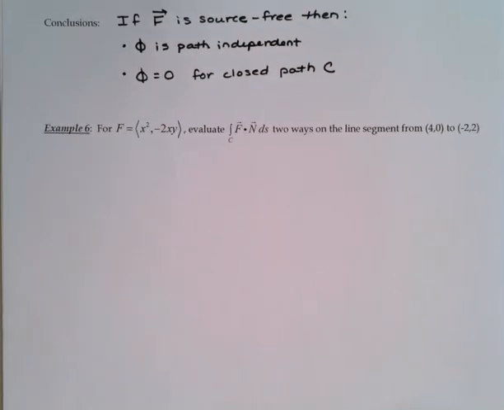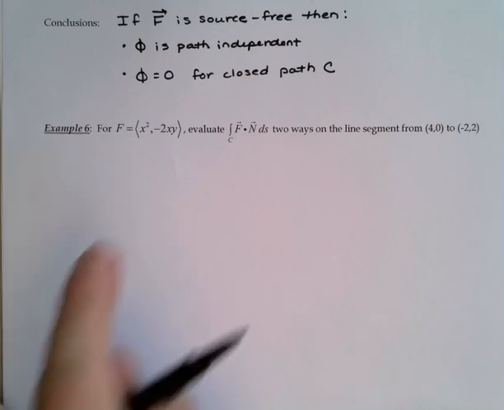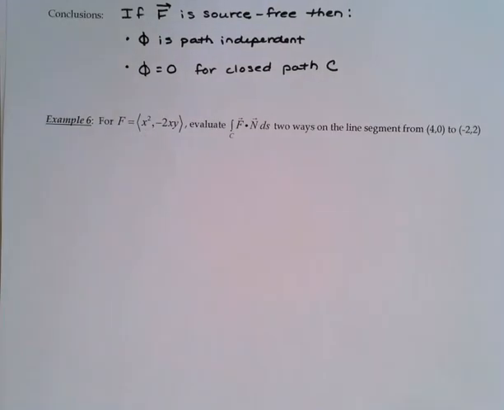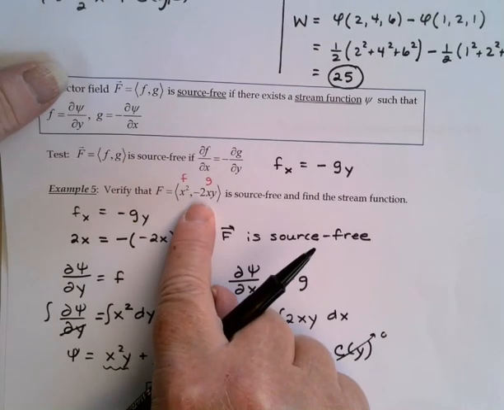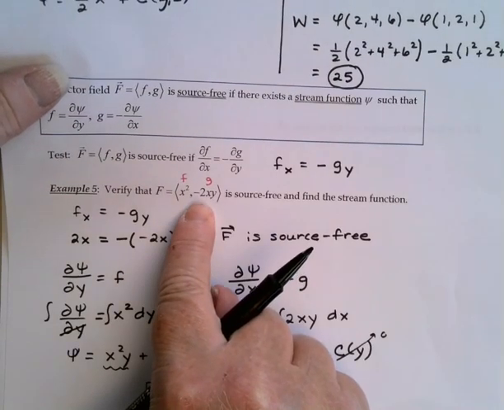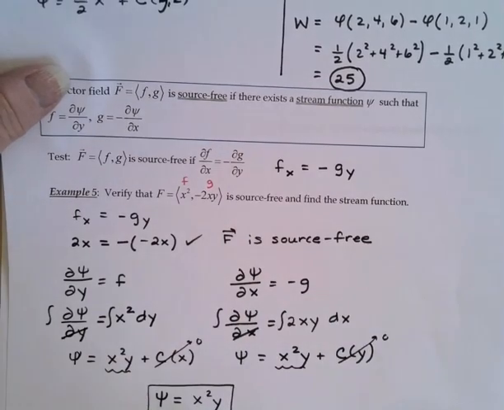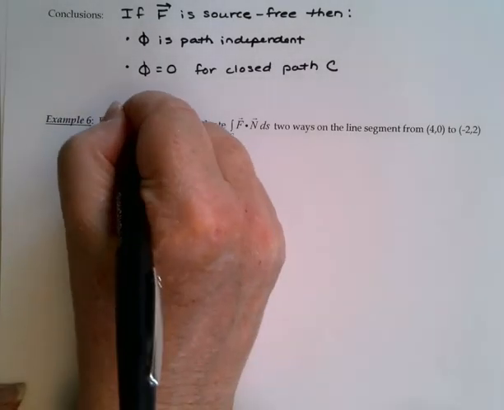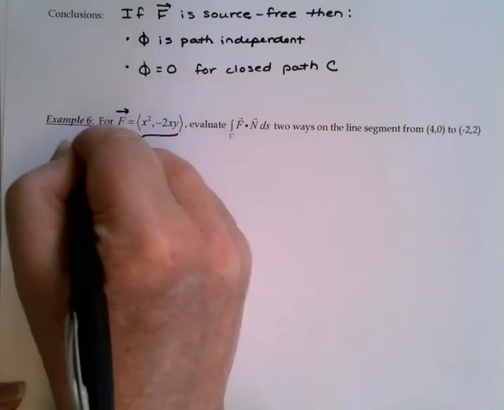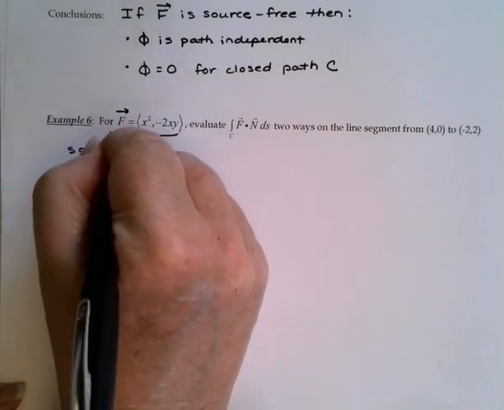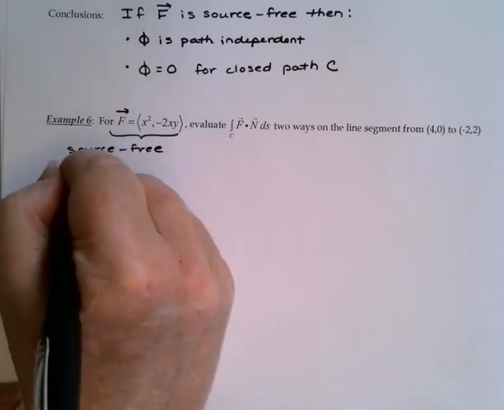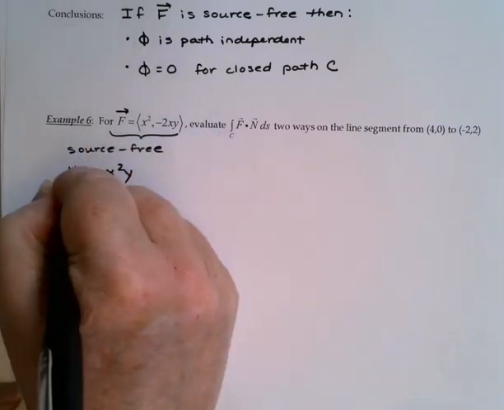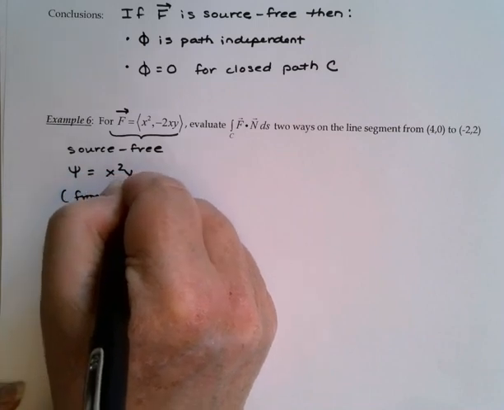All right, example 6. I've given us a vector field, and as a matter of fact, it's the exact same vector field that we've already found our phi for. In this last example, we showed that it was source-free, and we found phi. So I'm using that same f, which is source-free, and had a phi of x squared y from example 5.